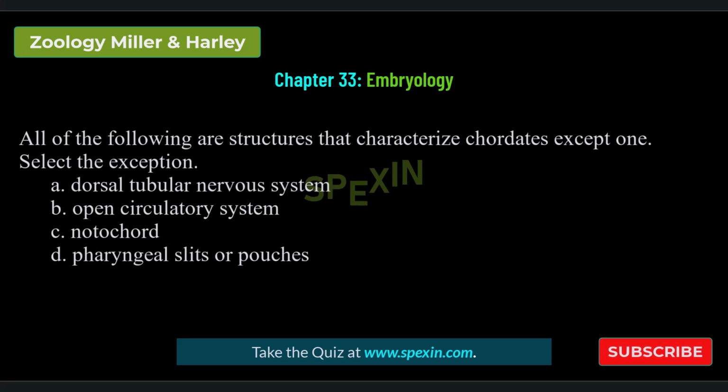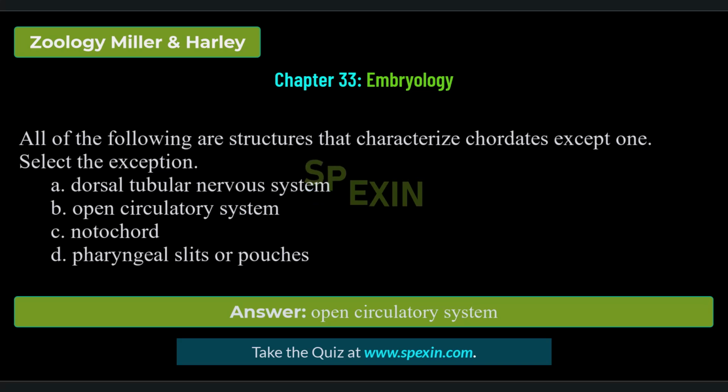All of the following are structures that characterize chordates except one. Select the exception. A. Dorsal tubular nervous system, B. Open circulatory system, C. Notochord, D. Pharyngeal slits or pouches. Correct answer: open circulatory system.